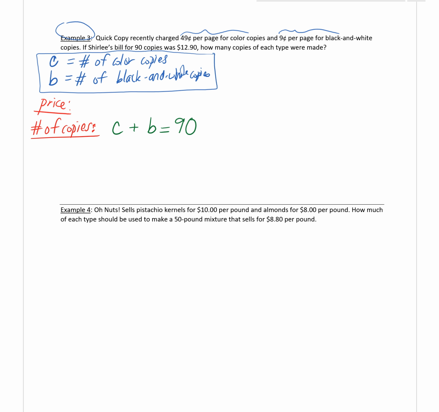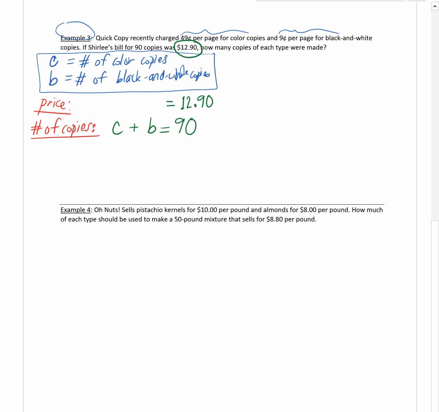The price one's maybe going to be confusing, but I'm going to keep in mind that they said the total price that she paid, so total, something's equal to $12.90. I'm going to keep that in mind. But let's see, if you made some number of color copies and some number of black and white copies, how would you figure out how much you're paying?